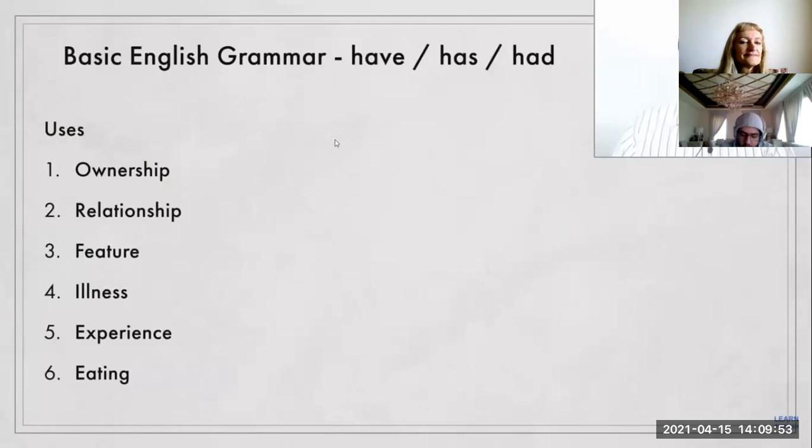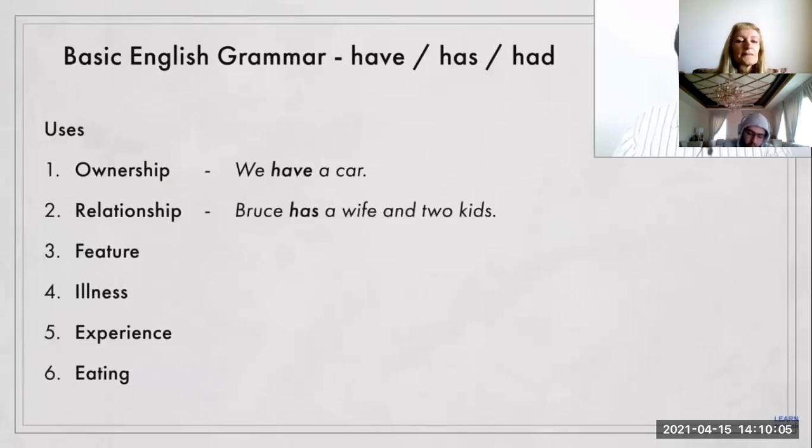The first use is ownership. For example, we have a car. That means we own a car. So the verb have means own here. The second use is relationship. Bruce has a wife and two kids. Obviously, it doesn't mean that he owns them. Here, the verb has just shows the relationship between Bruce and his family. Now, note that we're using has because the subject of the sentence is Bruce, and Bruce is a singular noun. Now, if the subject were I, we would say, I have a wife and two kids. But here, Bruce is singular, so we're saying has.